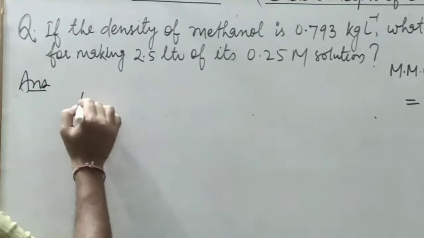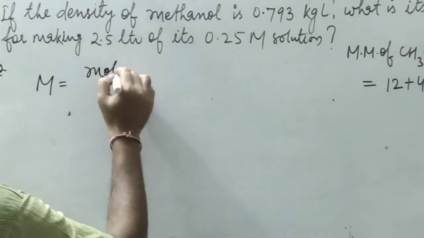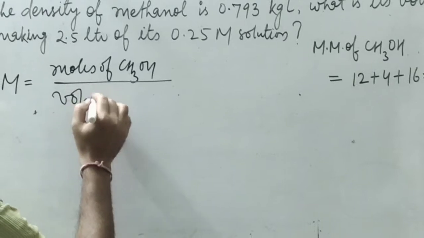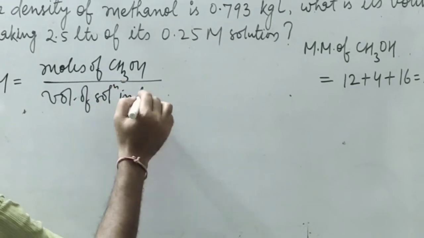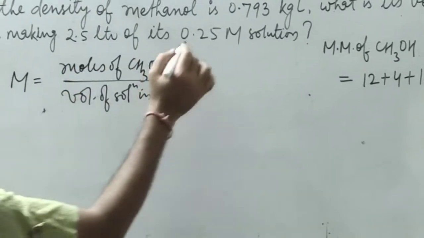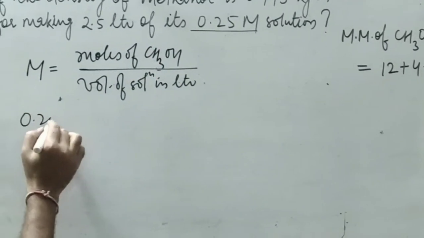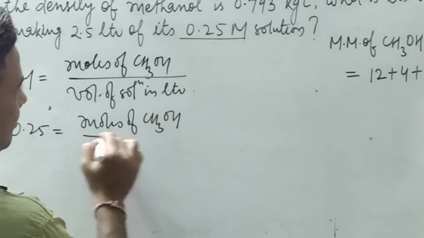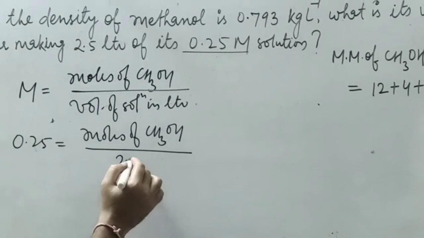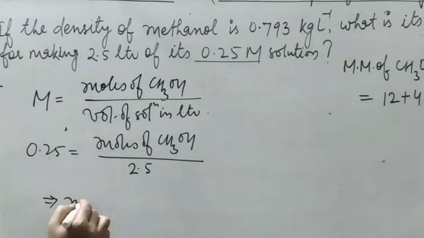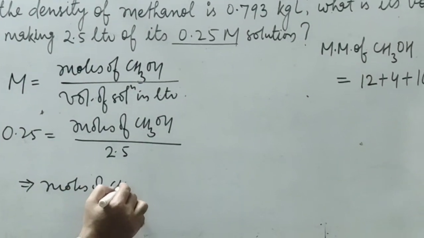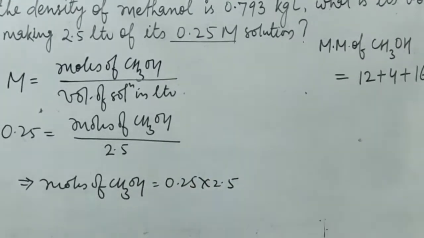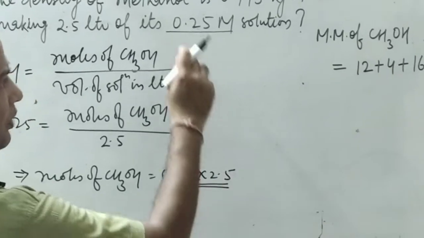Using the molarity formula, molarity of solution is moles of solute, that is methanol, upon volume of solution in liter. Using the formula, molarity is 0.25. Moles we have to find out, and volume of solution in liter is 2.5, given. So how many moles of methanol are required? 0.25 into 2.5. These are the moles of methanol required to prepare this solution.